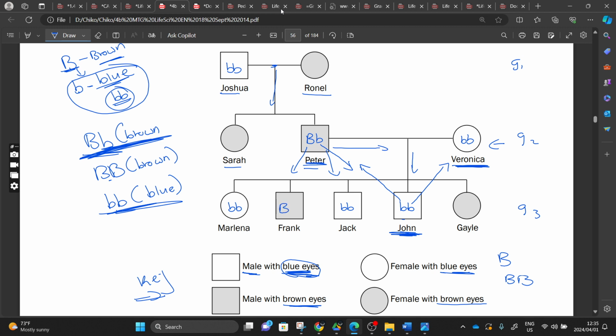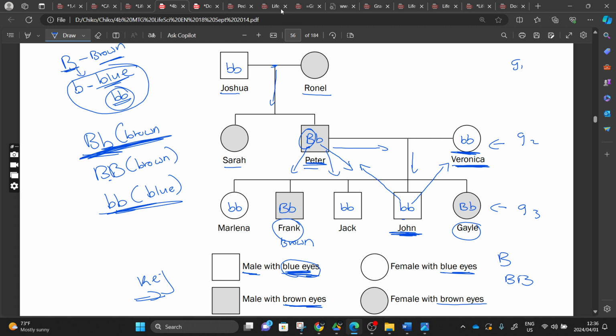And if Frank got this capital letter B from the father, the other chromosome from the mother will be the small letter b. And now we understand why we are saying Frank has brown eyes, because this capital letter B is dominant over the small letter. The phenotype here is going to be brown. You get me? Also, Gaily is going to have the same thing. Since she has blue eyes, it means that she has the small letter from the father and the small letter from Veronica. Then we are now done with this generation.